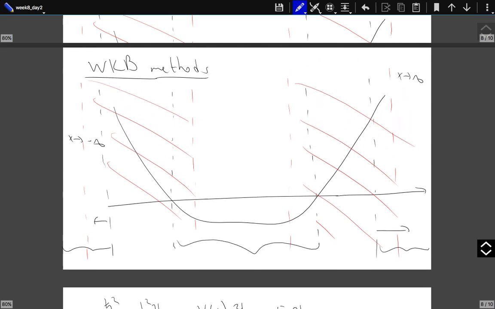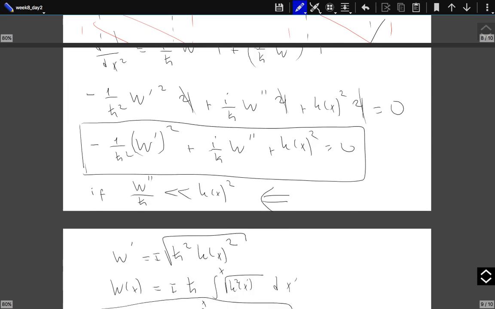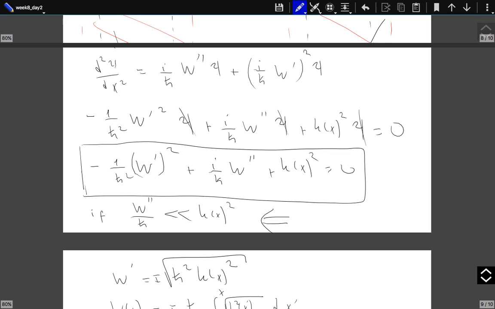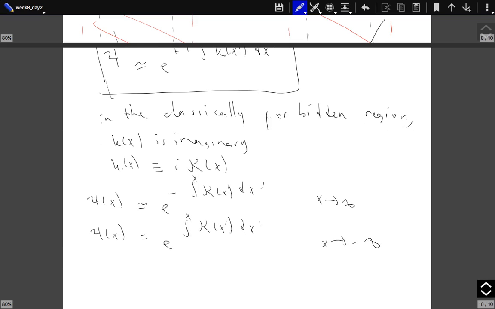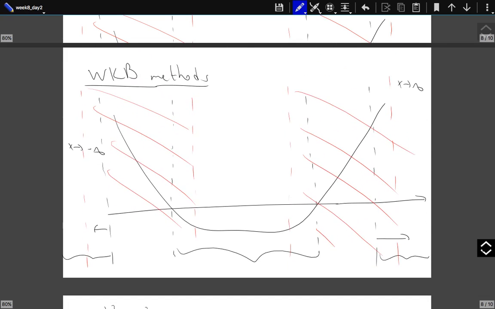for example, close to these turning points, at the turning point, k of x is 0. But if k of x is 0, well, you cannot have this condition. Well, let's say take the absolute value. The left-hand side is larger than 0, k of x squared goes to 0, so this condition cannot be satisfied at the turning points. So these solutions that we wrote over here cannot be valid even approximately close to the turning points. But that's not a big deal, because close to the turning points, the potential is almost linear.